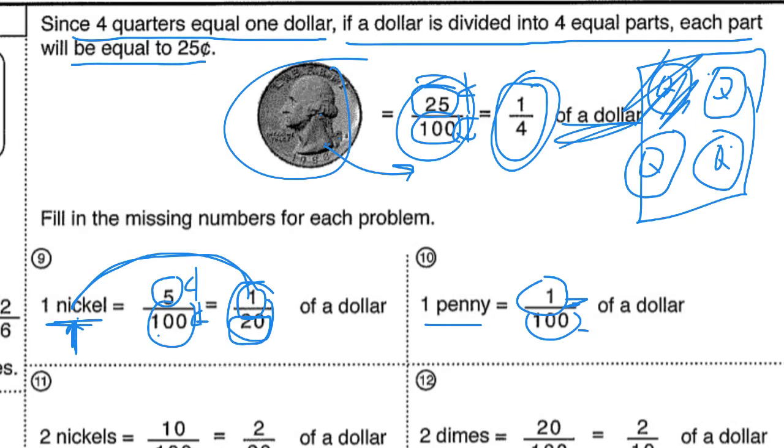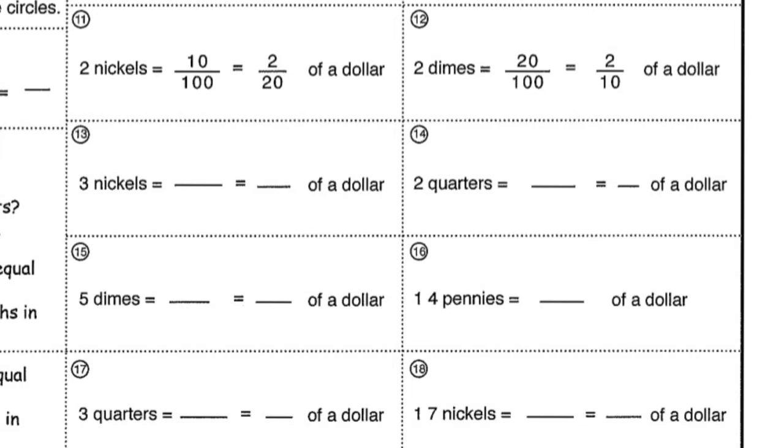I'm not doing it on the screen just to see if kids are actually listening to the lesson. They're not just skipping right through. So 1 penny is 1 cent out of 100 cents that makes up a dollar. All right, here we go.